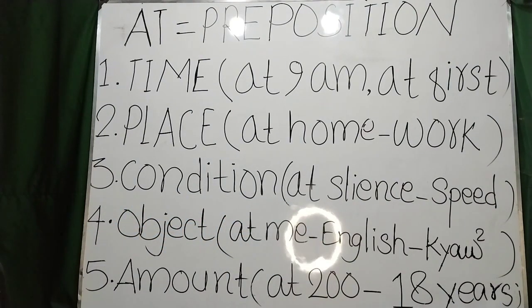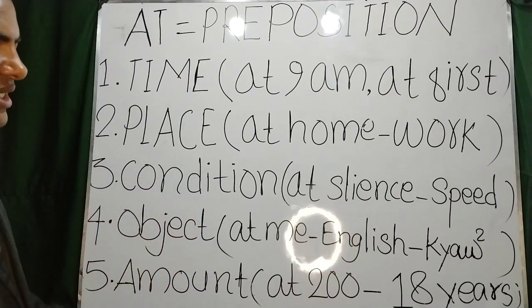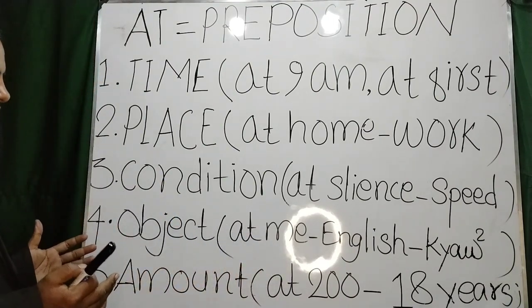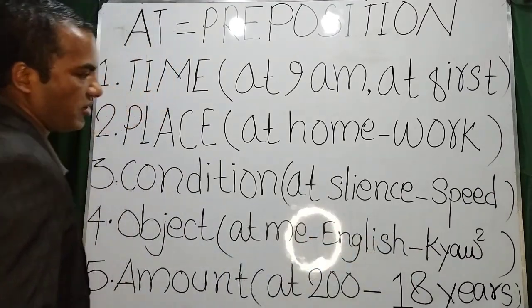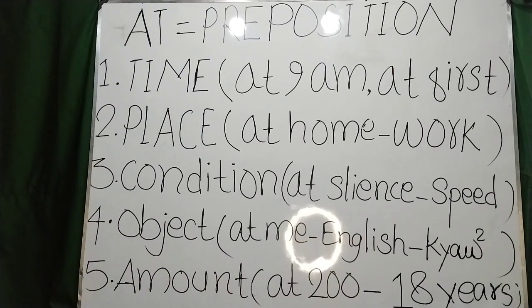Number four, object. If we have a definite and accurate object, at that time we can also use at. For example, me is a kind of object here. English is also a kind of object. Joshua is also a kind of object.